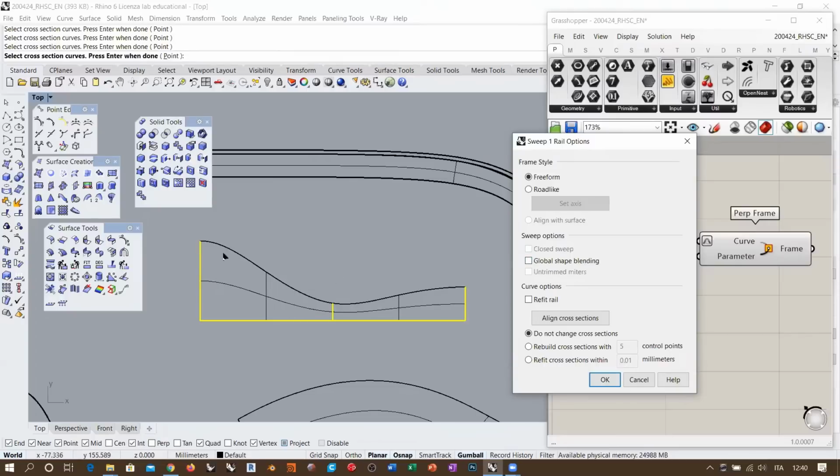Okay, so you see that, unless you work with only two cross sections, it is always based on a degree 3 interpolation, which is very difficult to control.